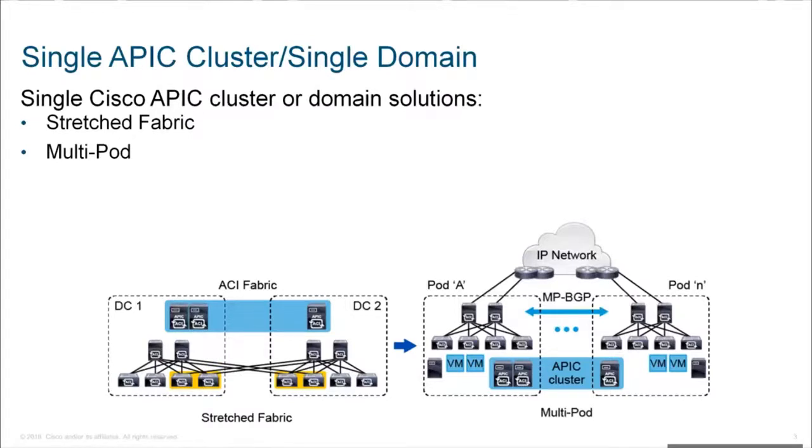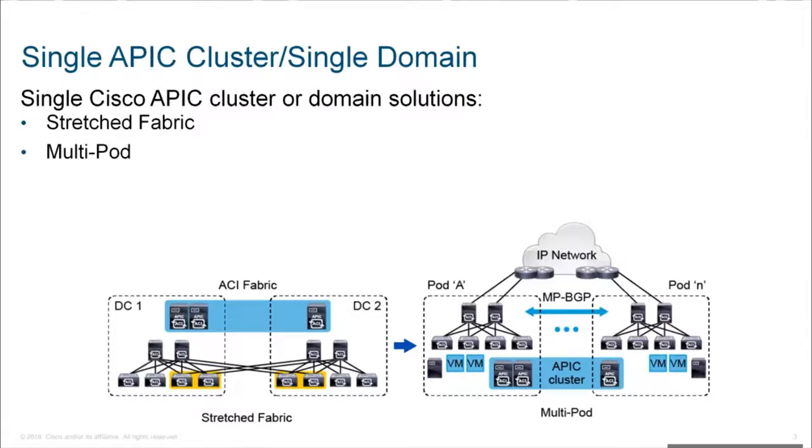But stretched fabric would depend on you having either dark fiber or maybe even DWDM connectivity. You could also achieve it by implementing Ethernet over MPLS pseudo wire. But then you have to ensure a 10 millisecond round trip timer between the 2 sites.